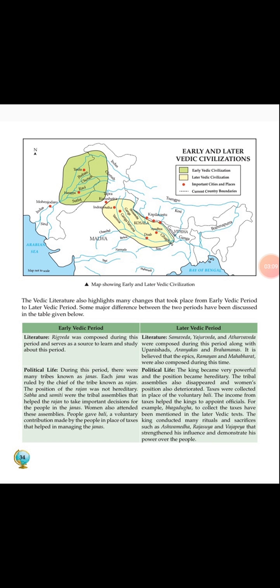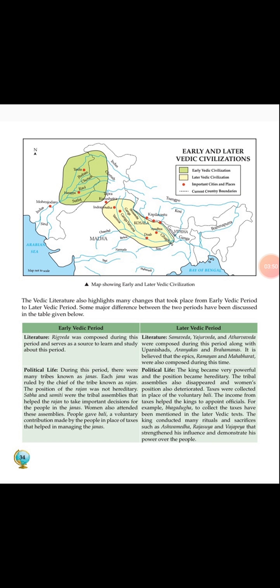In the early Vedic period, the Rig Veda was composed and serves as a source to learn and study about this period. It means the main literature of the early Vedic period is the Rig Veda, and the main source of information about it is the Rig Veda. In the later Vedic period, the Samveda, Yajurveda and Atharvaveda were composed along with the Upanishads, Aranyakas and Brahmanas. It is believed that the epics Ramayana and Mahabharata were also composed during this period.